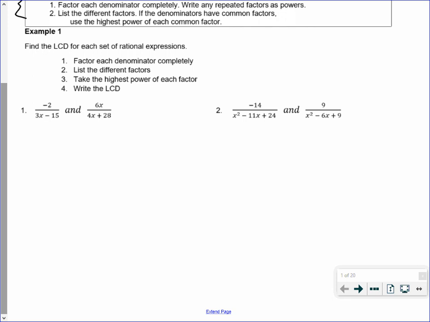Next, we're going to list each distinct factor. After that, we're going to take the highest power of each factor and multiply it together. And then from there, that's going to give us our LCD.